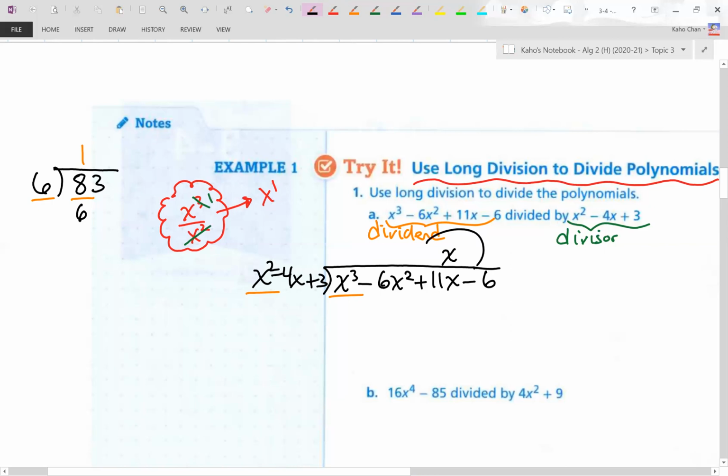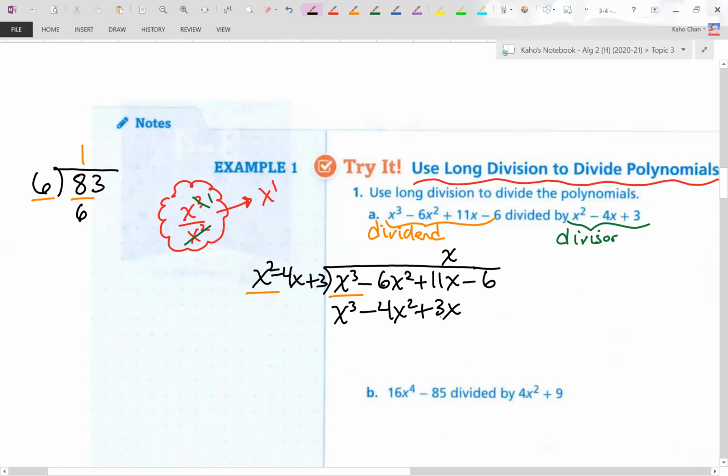I'm going to take x and multiply it with the divisor, x squared minus 4x plus 3, the whole thing, okay? Kind of like what I did with 1 times 6 to give me 6. Here we go. X times x squared is x to the third. X times the second term, negative 4x, will give me minus 4x squared. And x times 3 is 3x. Great. Kind of like how I got 6.